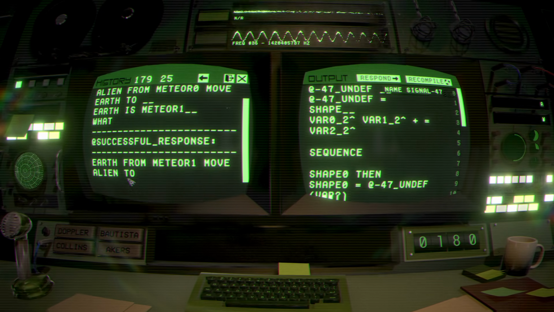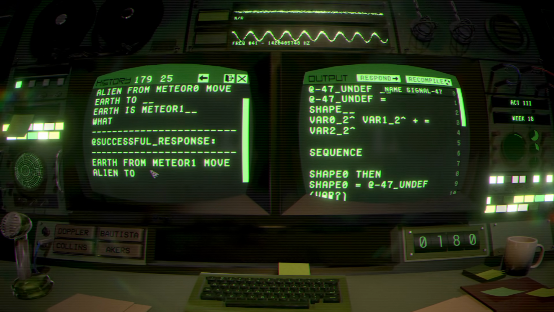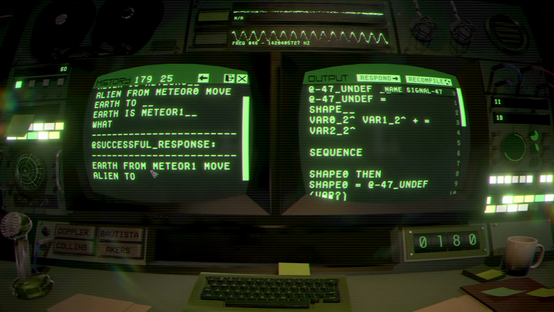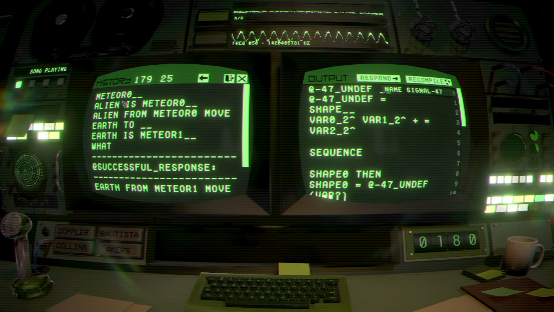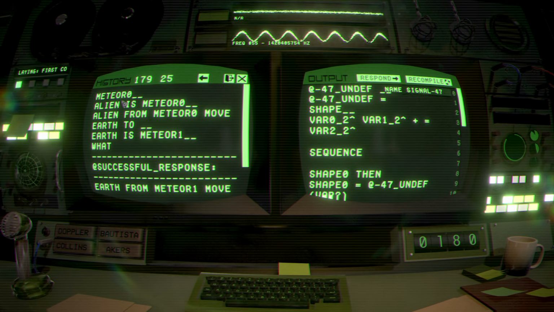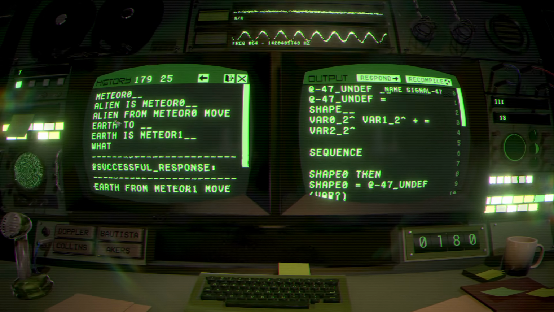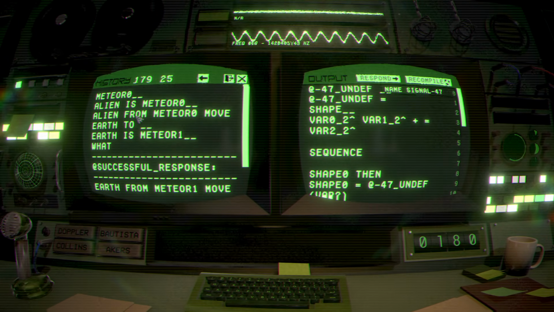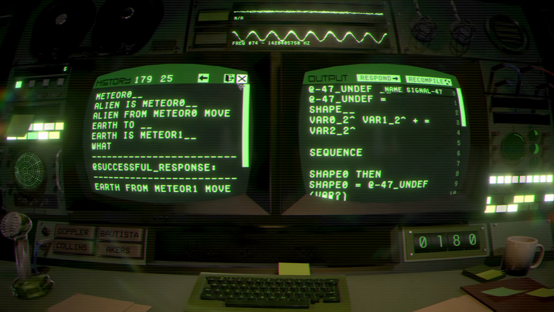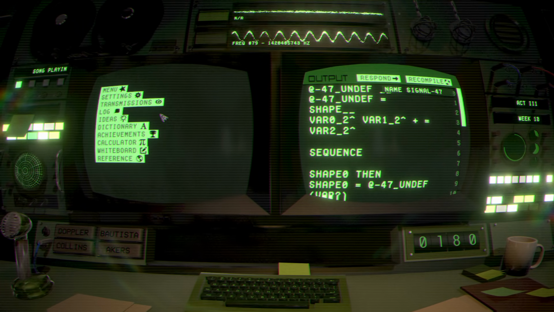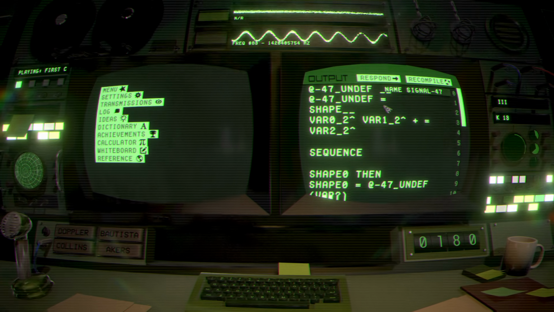Last time we had a pretty big revelation with the meteor. Basically, we discovered that it's referring to itself. We now have a name for Earth, an alien. In fact, Earth could maybe be human. I don't know, but we'll see how we get along here.